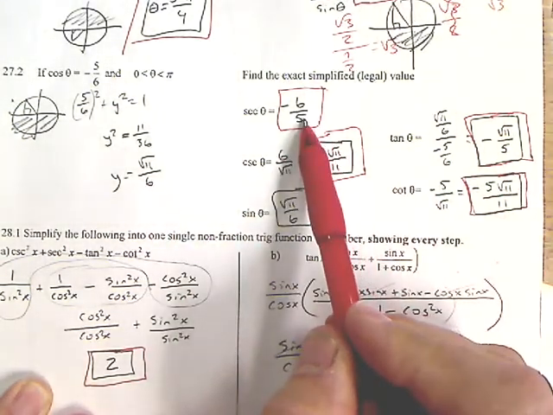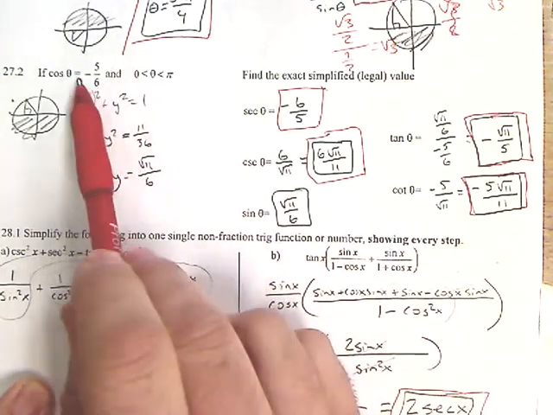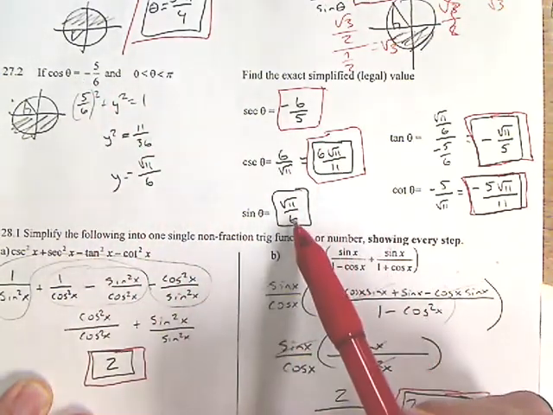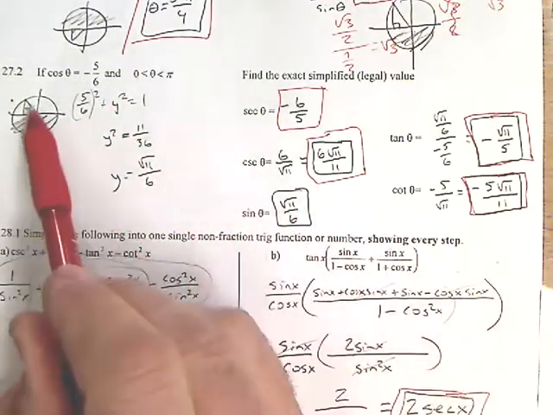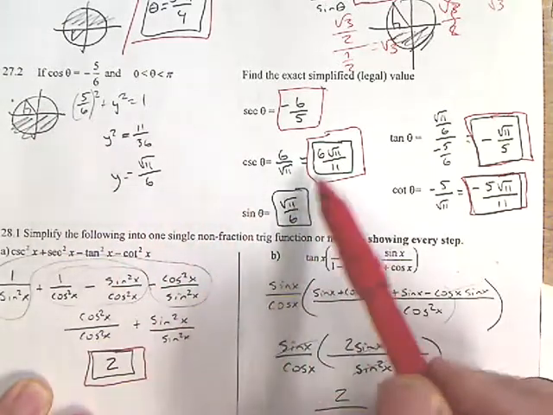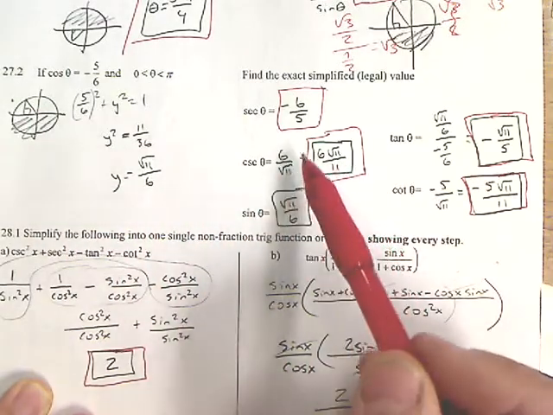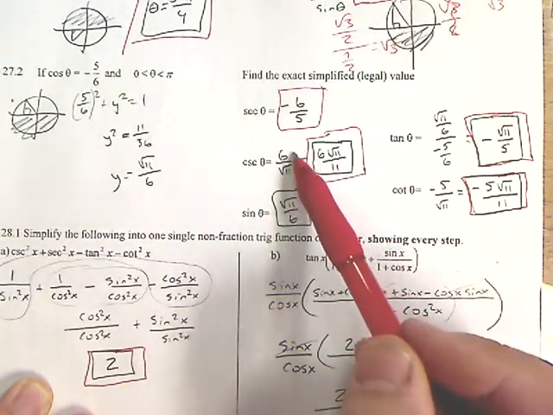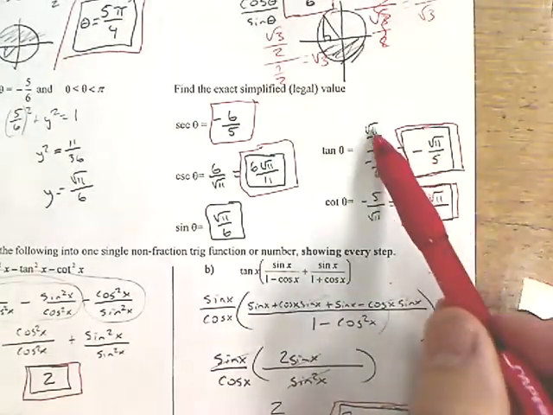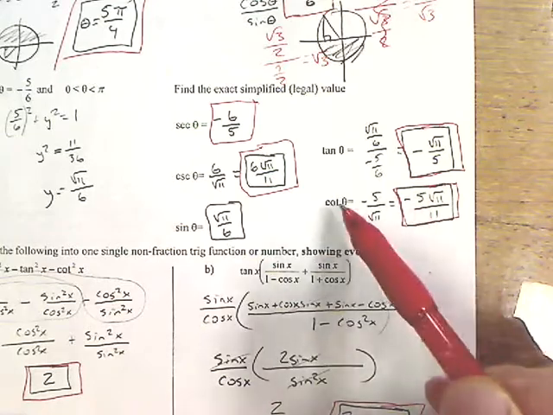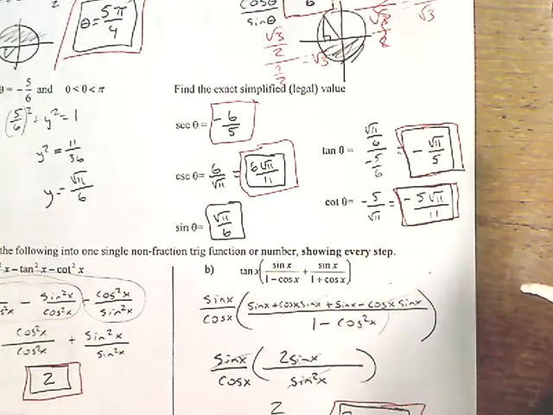And then, so the secant is just the reciprocal of the cosine. There's my sine. It's positive because it's positive in that quadrant. Reciprocal of it is the 6 over 11 and multiplied by square root of 11 over square root of 11. Tangent is just the sine over the cosine. And the cotangent is just the reciprocal of the tangent.